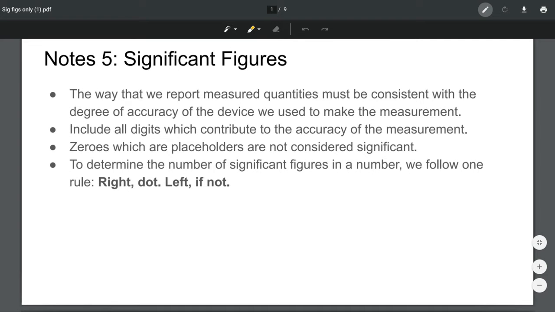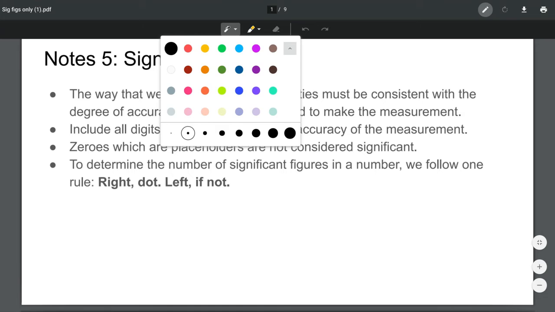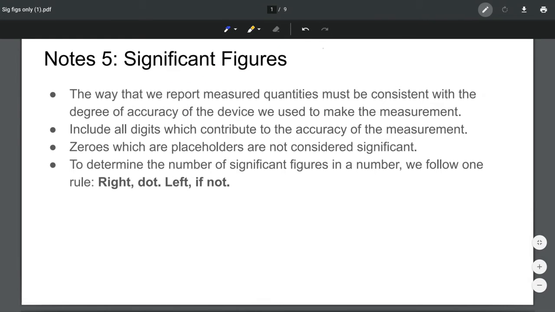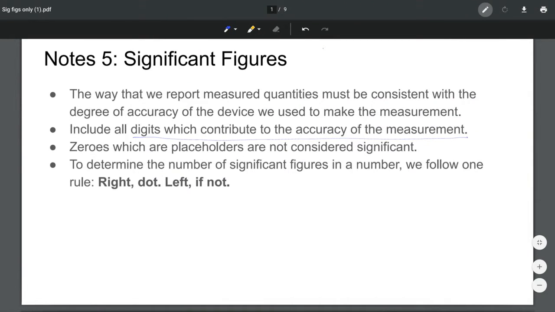All right, notes 5 is on significant figures. So the reason we use significant figures is we spend a whole lot of time making sure that we read instruments correctly, but then we also need to make sure that any calculations that we do with those numbers reflect how accurate the numbers are. So we need to look at a number and first of all decide how many of the numbers are actually significant. Our rule, or our definition, I guess, is that the digits that are significant are the ones that actually affect or contribute to the accuracy of the measurement.